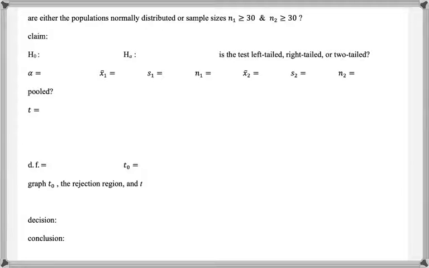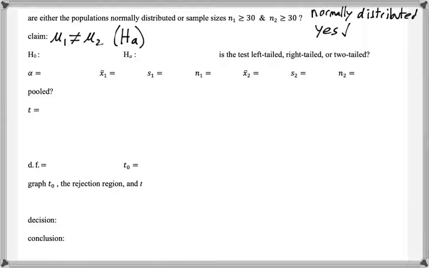Now the sample sizes are not greater than or equal to 30, but the populations are normally distributed. So yes. The claim is that mu1 is not equal to mu2. So this will be the alternative hypothesis. And the test is going to be two-tailed. The null hypothesis is that mu1 is equal to mu2.